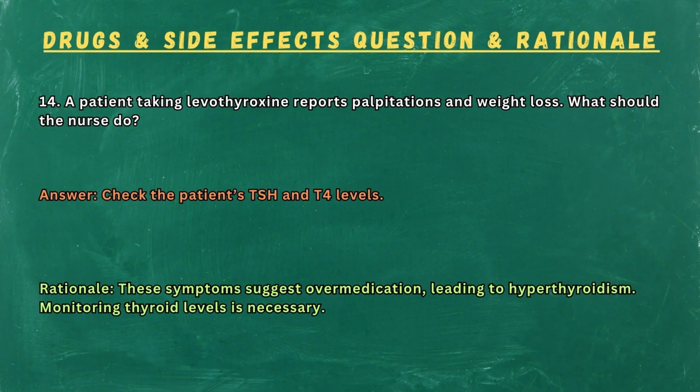14. A patient taking levothyroxine reports palpitations and weight loss. What should the nurse do? Answer. Check the patient's TSH and T4 levels. Rationale: these symptoms suggest overmedication, leading to hyperthyroidism. Monitoring thyroid levels is necessary.